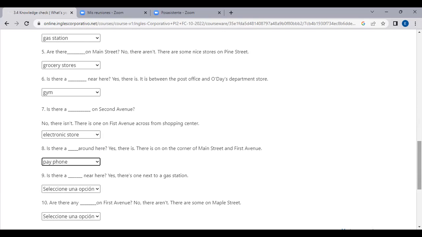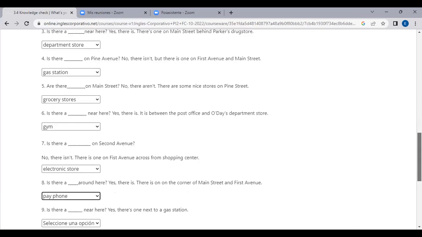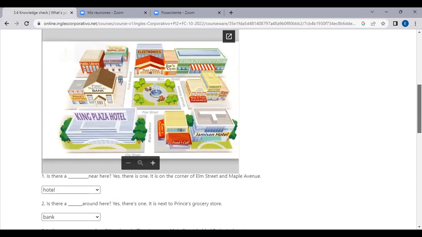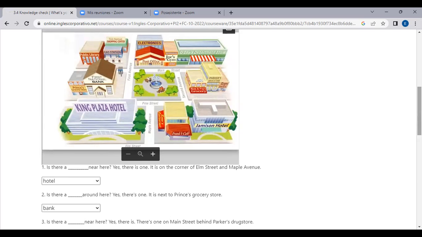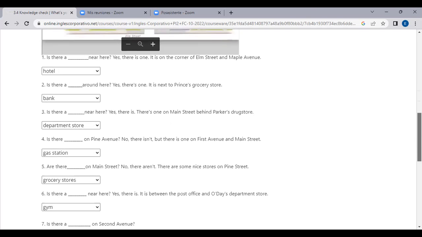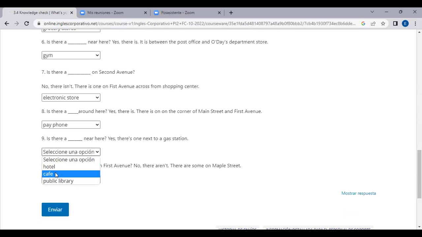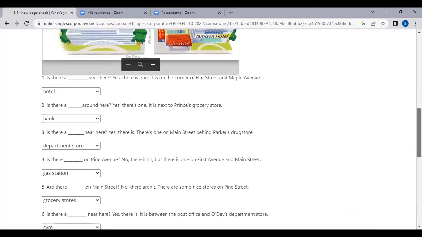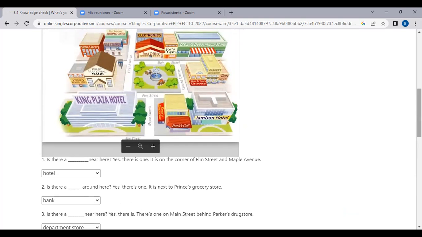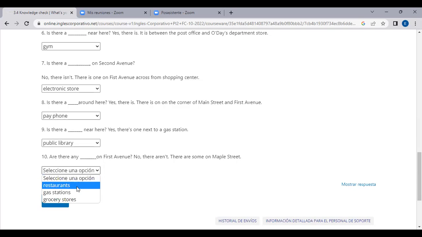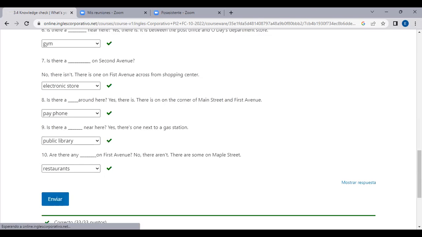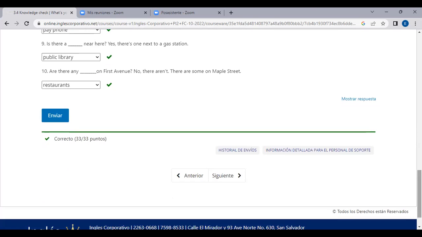Number nine, is there one near here? Yes, there's one next to the gas station. What is next to the gas station? Public library. Or shopping center? No, it's next to. Okay, public library. So let's choose that option here. And the last one, are there any on First Avenue? No, there aren't. There are some on Maple Street. Let's see, Maple Street. A restaurant. Okay, let's end this. And yes, we're right. You did an excellent job in this exercise.